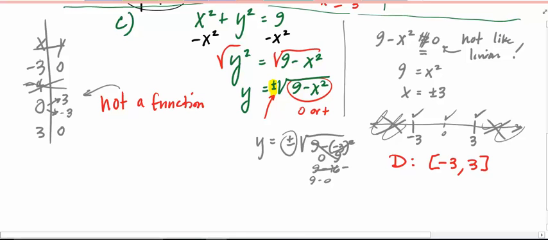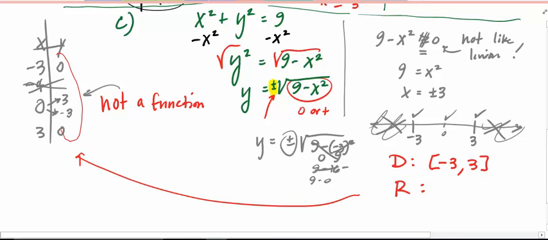Okay, so let's look over here at the table and take a look at what the range would have to be. I know I can't put in anything less than -3 or greater than 3. But what can I get on the output side? Well, I can get a 0, I can get a 3, and I can get a -3. I can get some decimals in between. In other words, my range is going to also be -3 to 3.